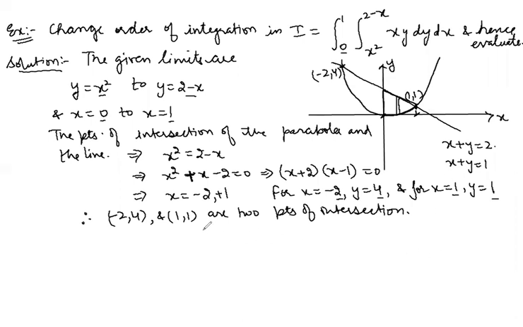Yes, the other answers are also coming: minus 2 to 1. So these are the points of intersection. Therefore, the new limits are, now you check, you have to change the orientation.